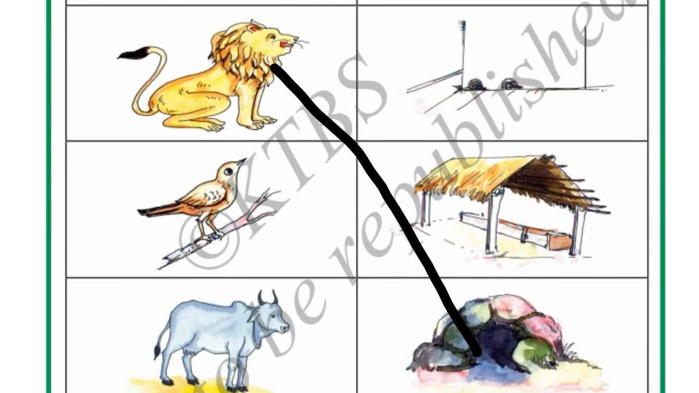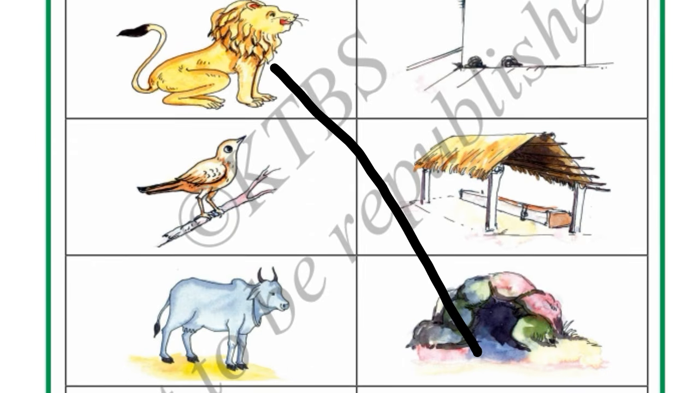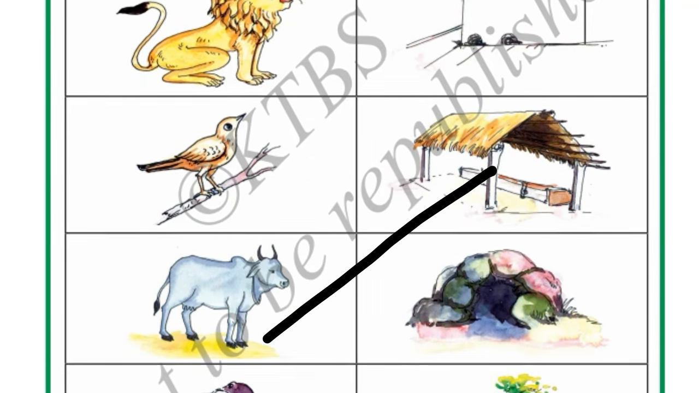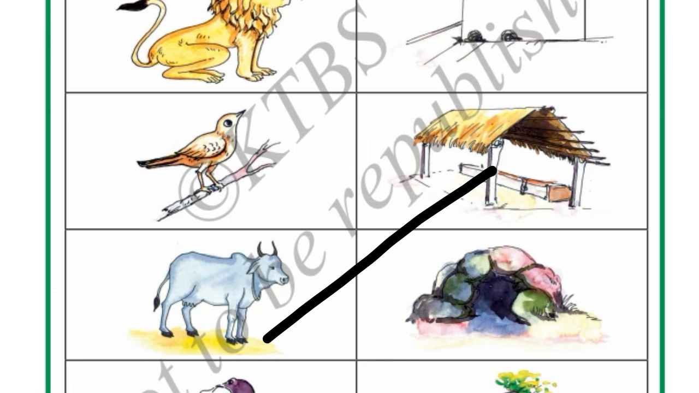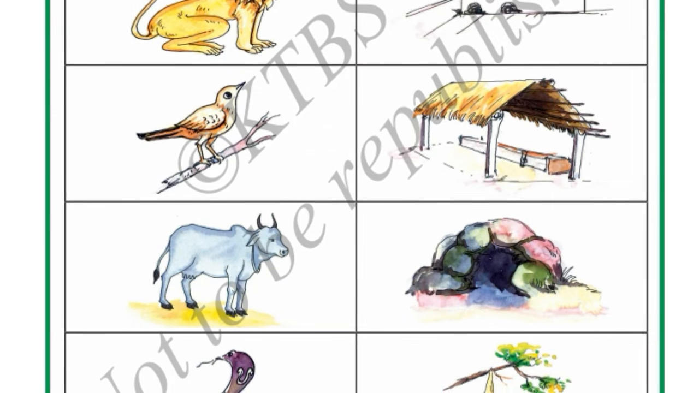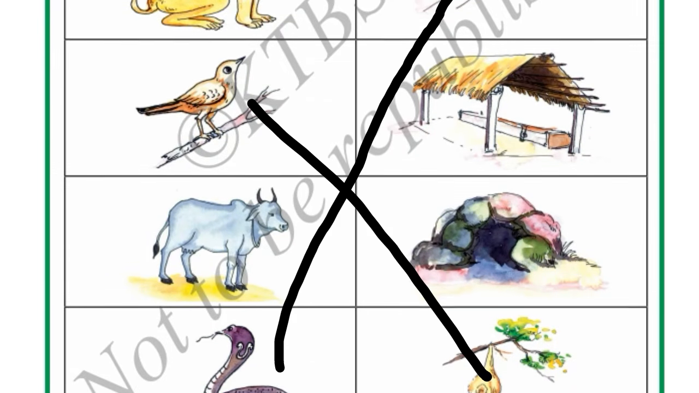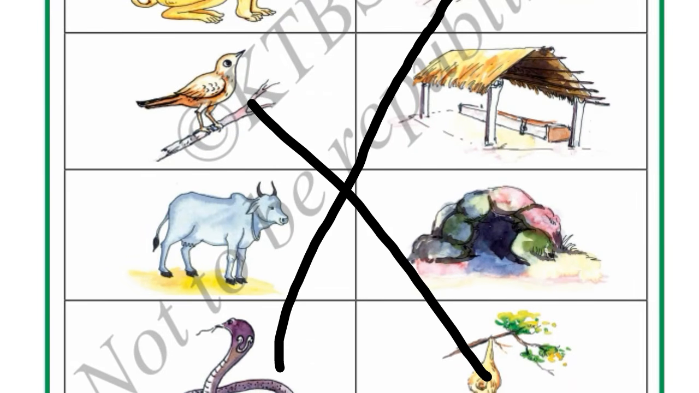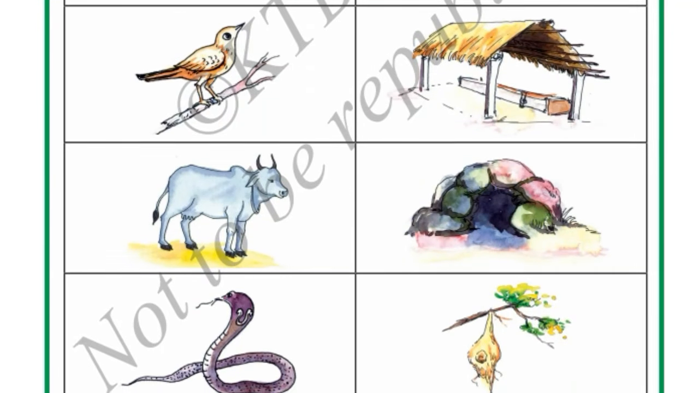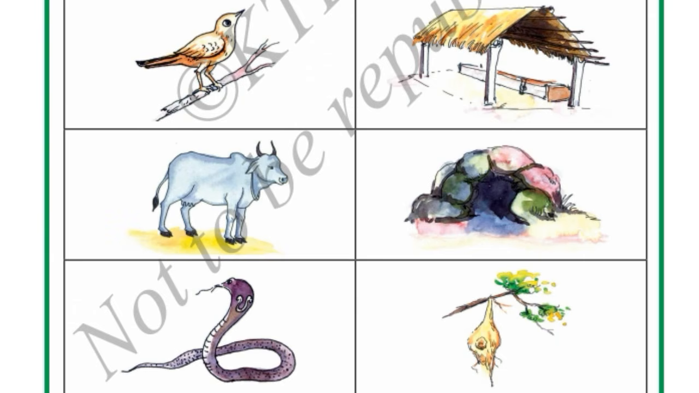Lion, den, we will match for den. Bird, bird lives in a nest, we will match for nest. Cow, cow lives in a shed, we will match for shed. And snake, snake also lives in a hole. So there is a difference between the rat hole and the snake hole, so we will match for them. We all need a house to protect ourselves from cold, wind, rain and the sun, right children? So likewise, animals also need a house to protect themselves from cold, wind, rain and the sun.